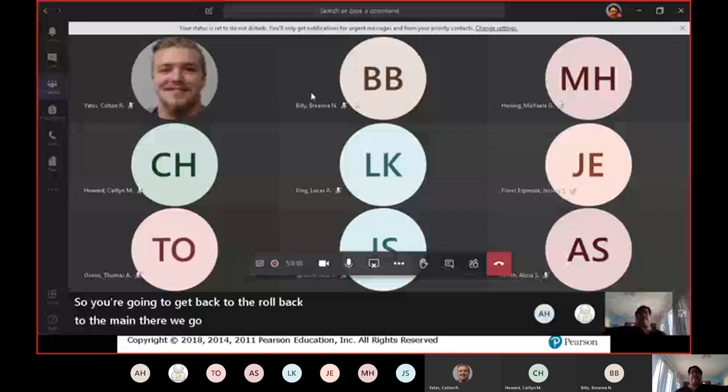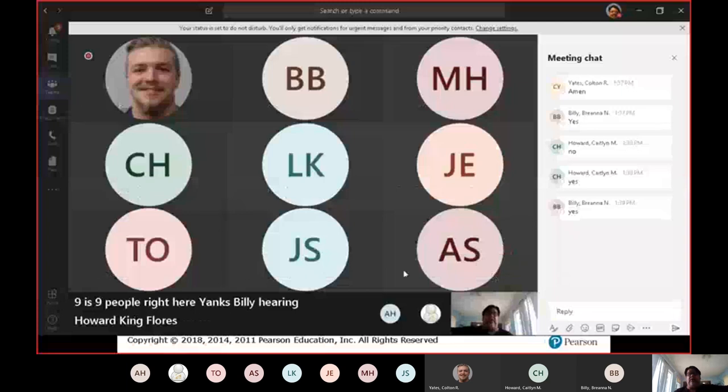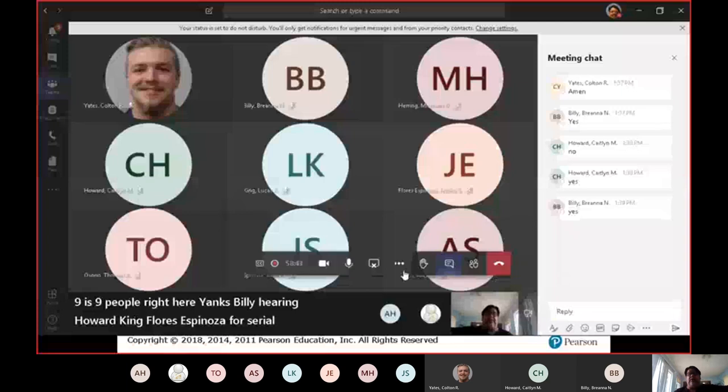Does everybody see these 9 icons right here? All right, let's say that these are the only people in the room. These 9 people right here: Yates, Billy, Herring, Howard, King, Flores, Espinoza, Osorio, Sprouse, and Miss Smith.